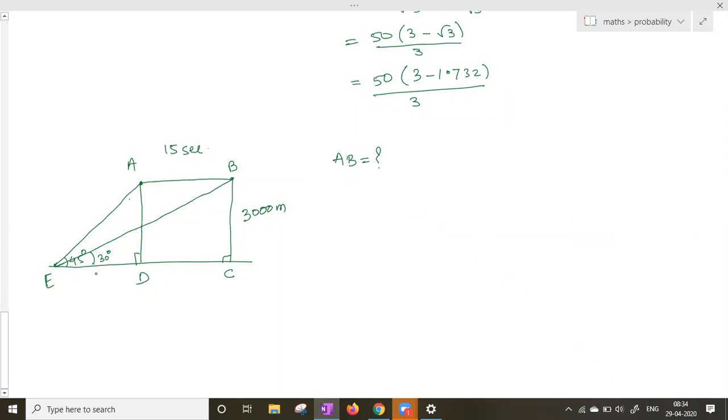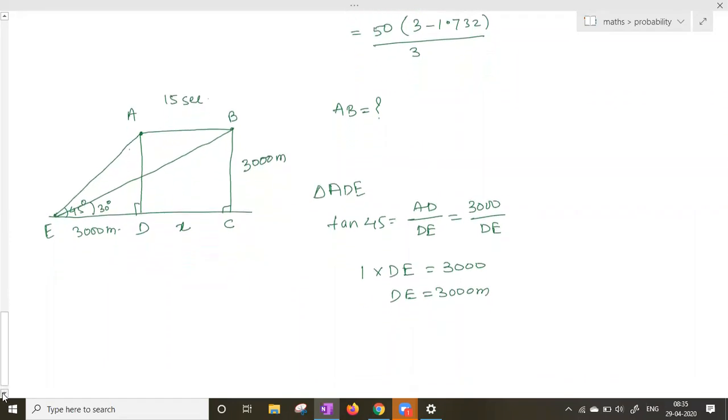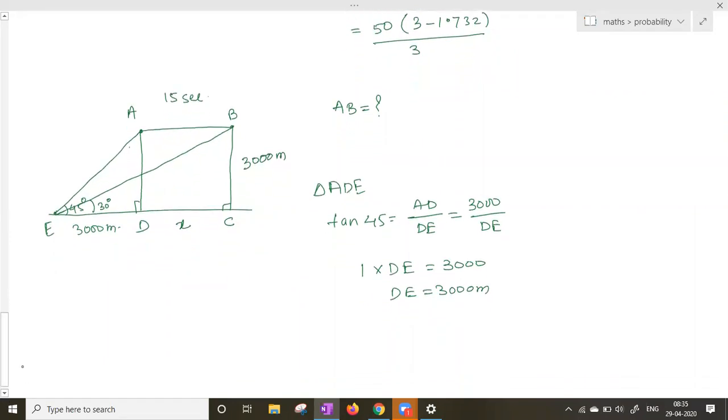For this, consider this height is 3000. CD we will consider as X. So first we can use triangle ADE. In this, tan 45 is equal to AD by DE. AD is 3000 divided by DE. Tan 45 is 1, so 1 into DE is equal to 3000. So DE is equal to 3000 meters. So we got this as 3000. Then next what to do, which triangle and which angle has to be considered, which ratio has to be considered.